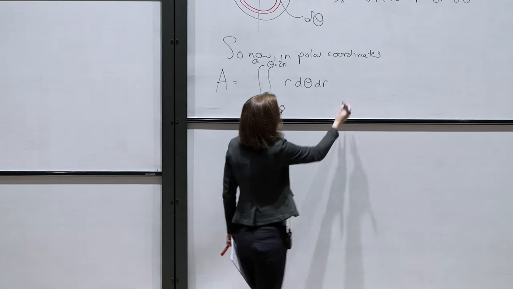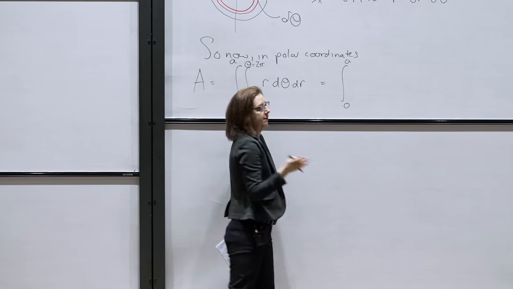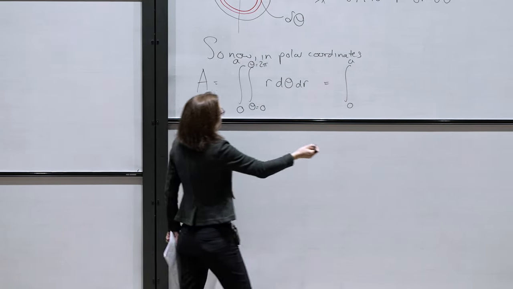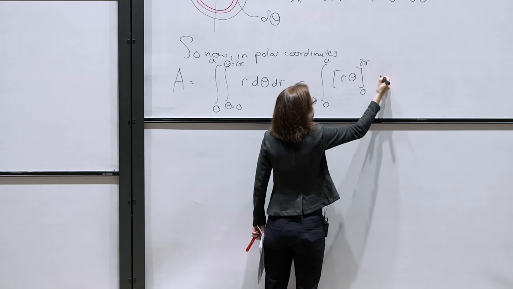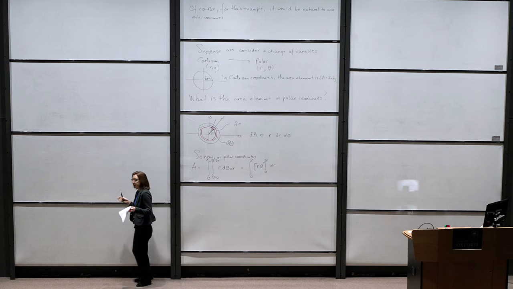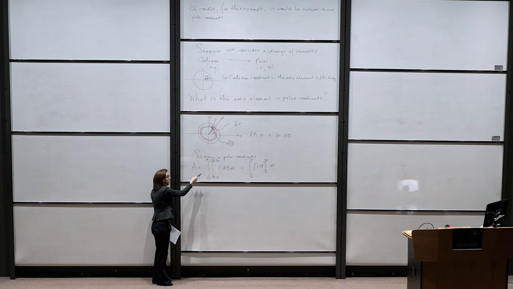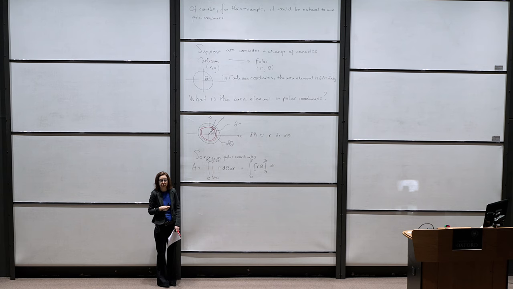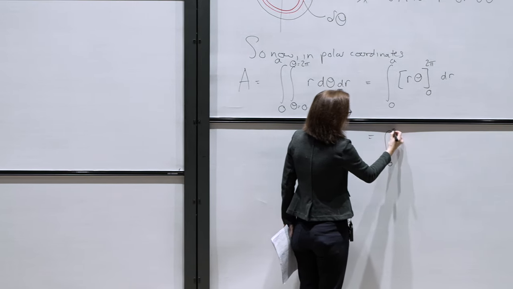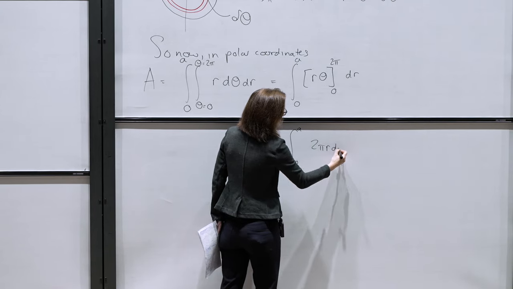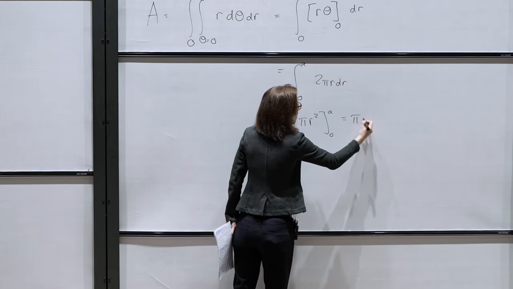Okay, so now I can integrate this, and you'll see that it becomes very straightforward because I'm integrating r with respect to theta, first of all. So when I integrate with respect to theta, I'm holding r fixed. And so that becomes r theta between the limits 0 and 2 pi, dr. And the reason this has become more straightforward is now, instead of integrating over a domain where the limits themselves are functions, I'm just integrating over a rectangular domain in the r theta space. So my limits are just constants. So life has become easy again. So this becomes the integral from 0 to a of 2 pi r dr, which is just pi r squared between 0 and a, which thankfully is pi a squared.